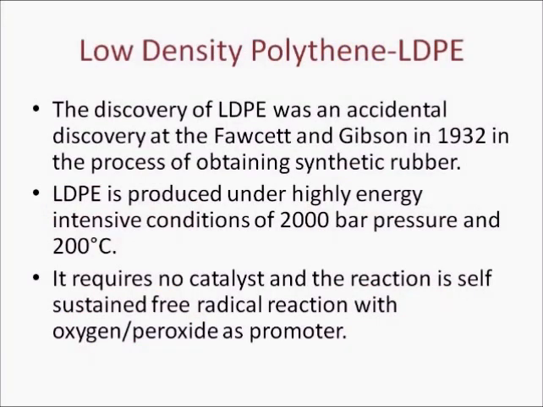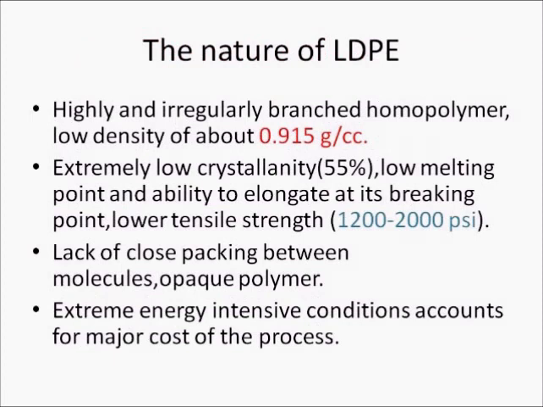Let's see into low density polythenes first. They were discovered accidentally by Fawcett and Gibson in a process meant for obtaining rubber. LDPE is produced at 2000 bar pressure and 200 C temperature and is a free radical reaction, thus not requiring any catalyst. LDPE is a highly and irregularly branched homopolymer with a density of 0.915 gram per cc. It has low crystallinity, low melting point, lower tensile strength due to lack of close packing between molecules.